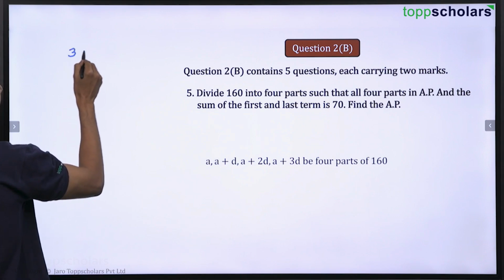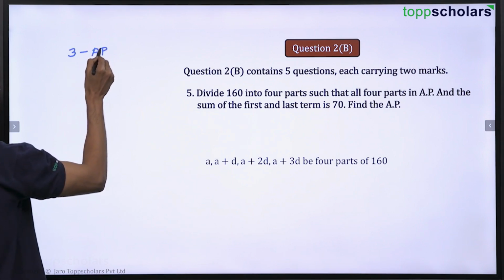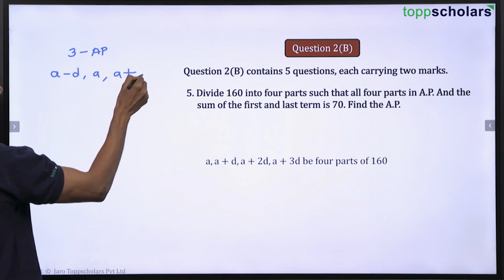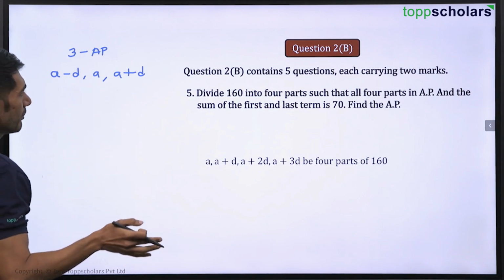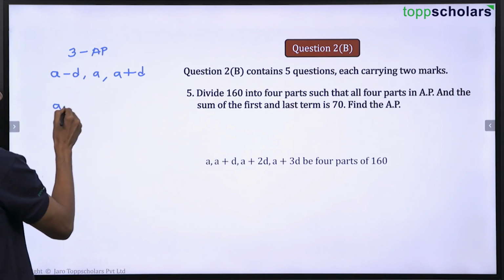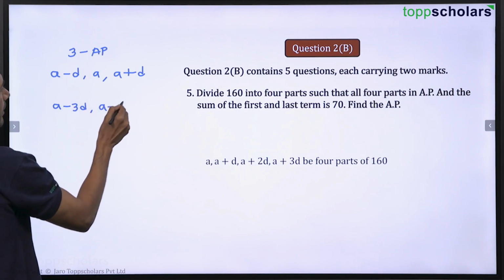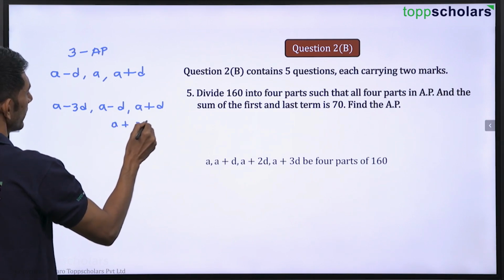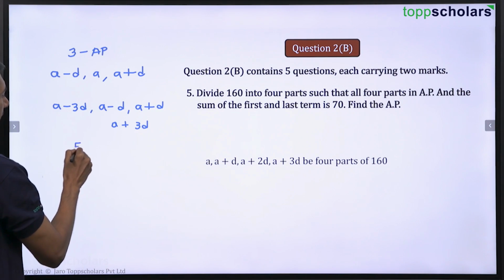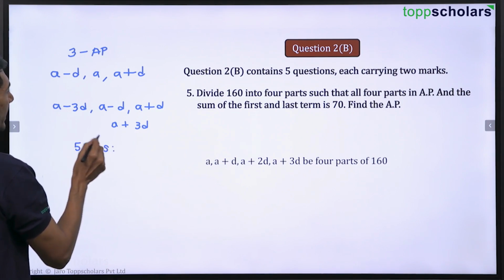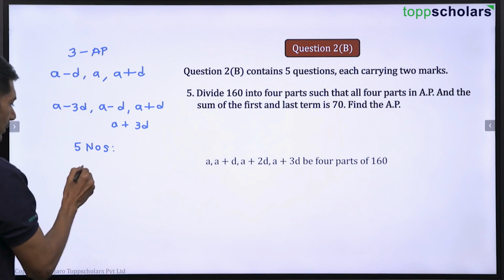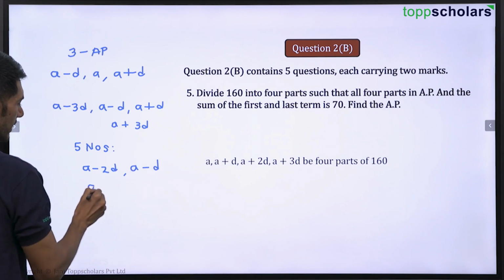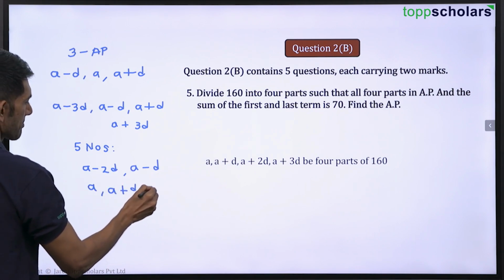Whenever they say 3 numbers are in AP, please make a note of this. When they say 3 numbers are in AP, you take A minus D, A, A plus D. When they say 4 numbers are in AP, you generally take A minus 3D, A minus D, A plus D, A plus 3D. And if they give you 5 numbers in AP, you take A minus 2D, A minus D, A, A plus D, A plus 2D.